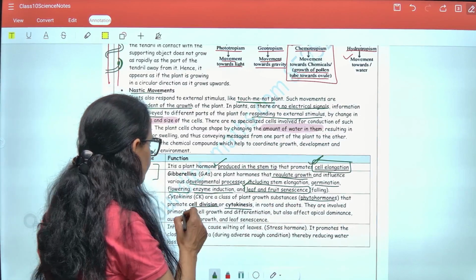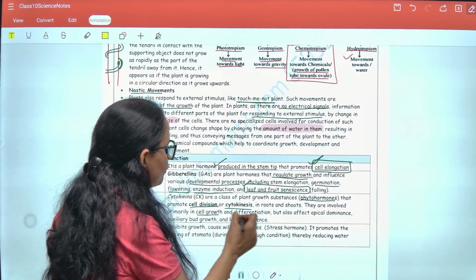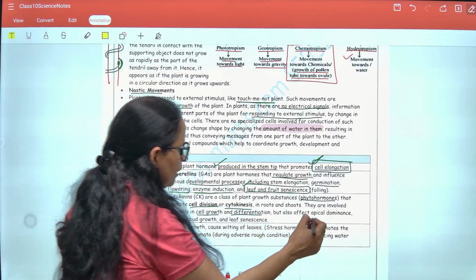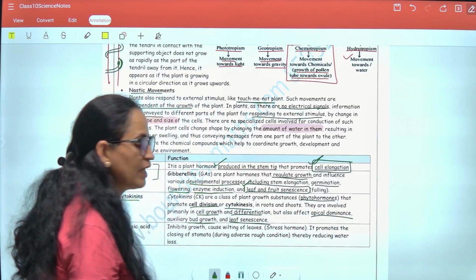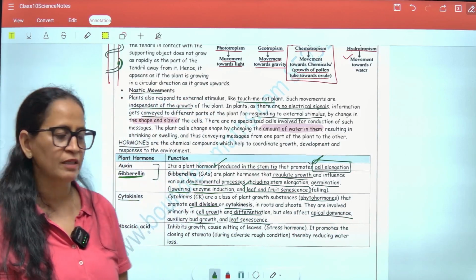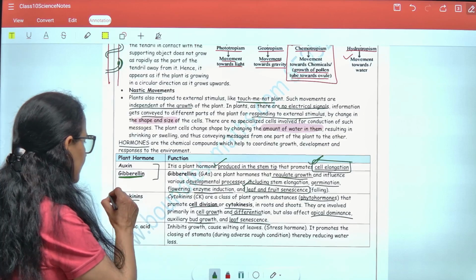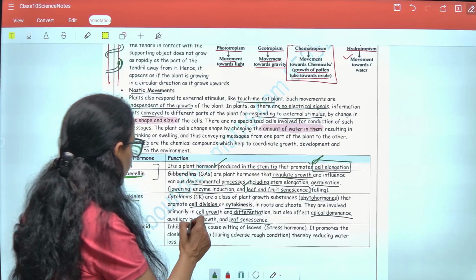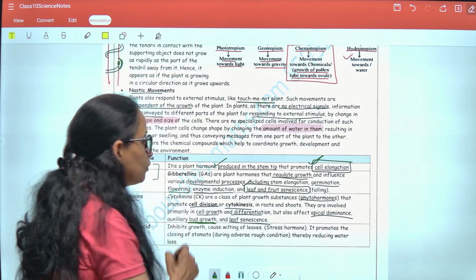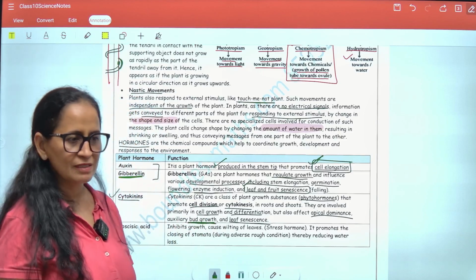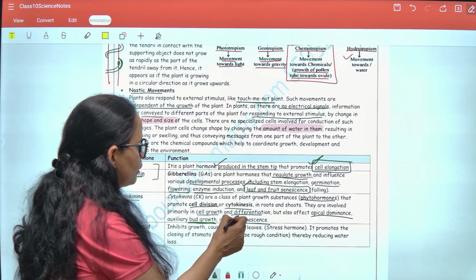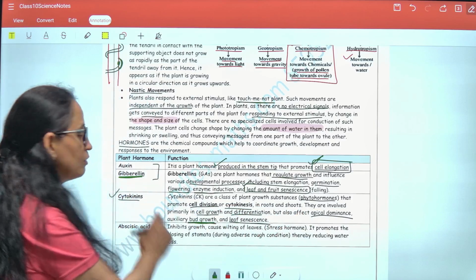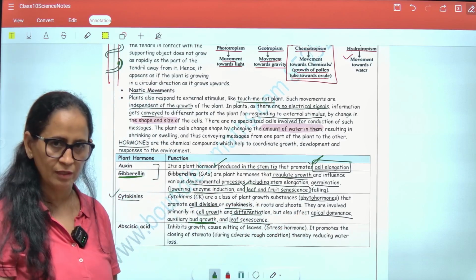They are involved primarily in cell growth and differentiation, but also affect apical dominance, bud growth, and leaf senescence. So again, these keywords have to be kept in mind when you are attempting questions. Cytokinin is responsible for areas where you have extensive growth or extensive cell division. For example, bud growth, cell growth, differentiation, apical dominance, all these are the words associated with cytokinin.